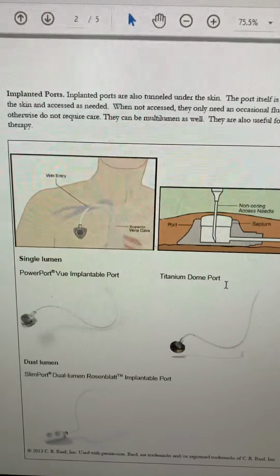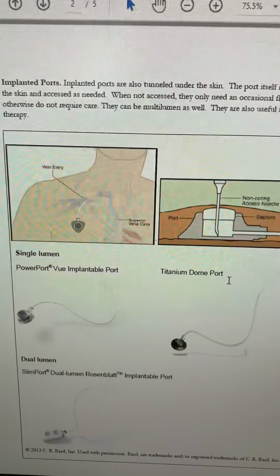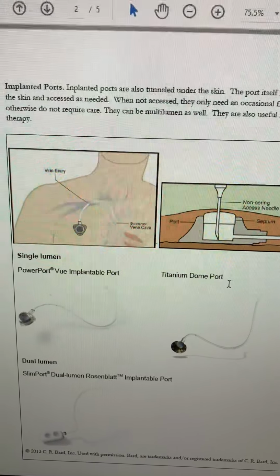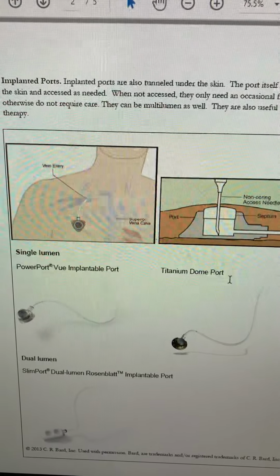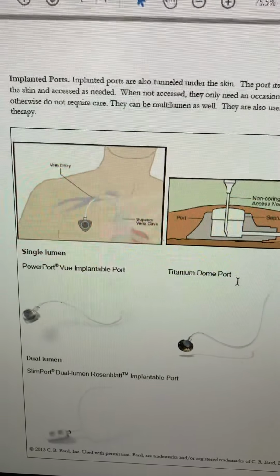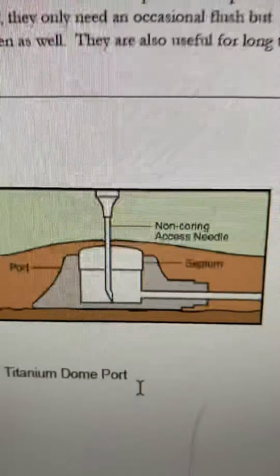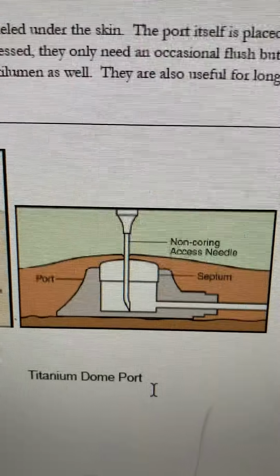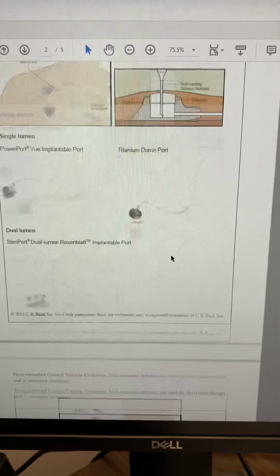Implantable ports are inserted in the subclavian or internal jugular vein, usually subclavian. They're tunneled beneath the skin, and their actual port is subcutaneous, and it's accessed with a non-coring needle. These are really long-term type central lines. As you can see, it's under the skin there, and you use a non-coring needle to access that port. Usually these are really good for cancer patients.